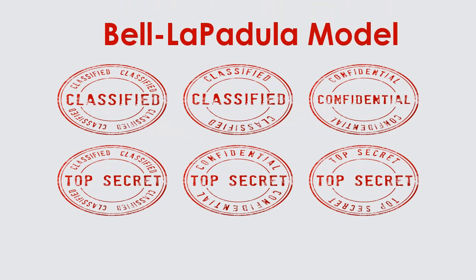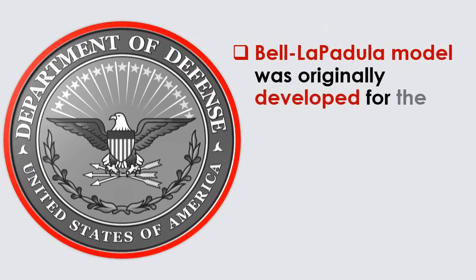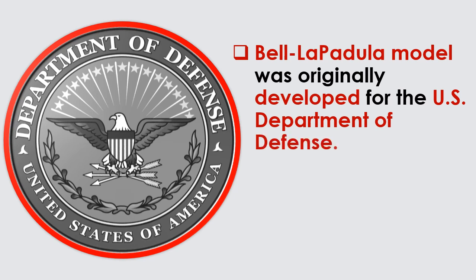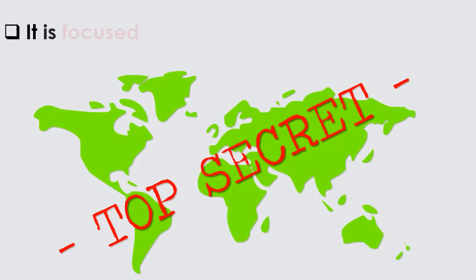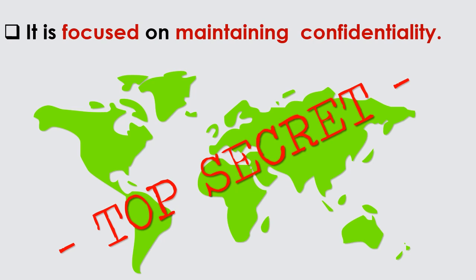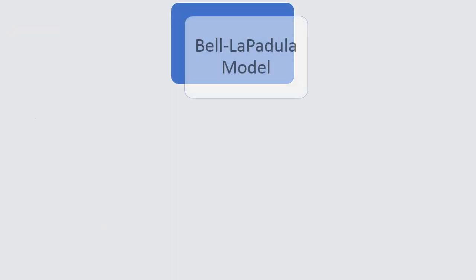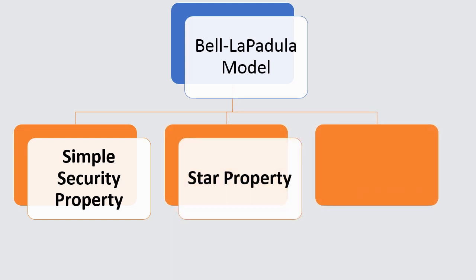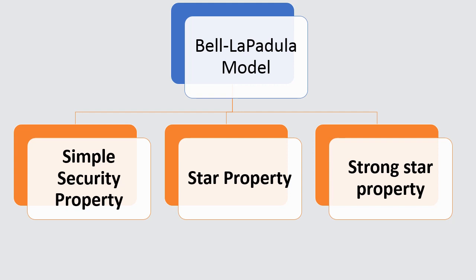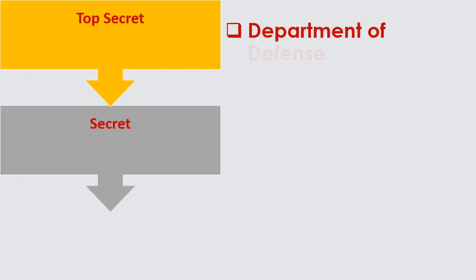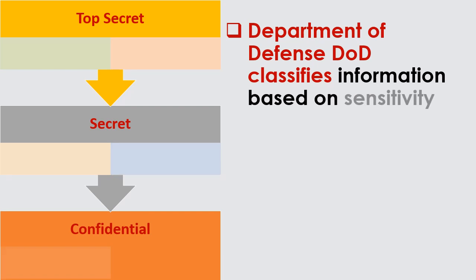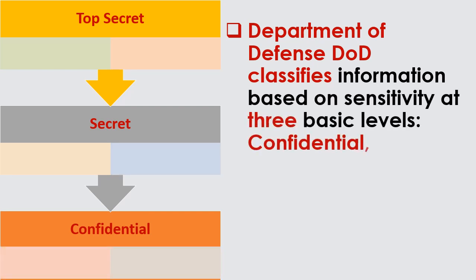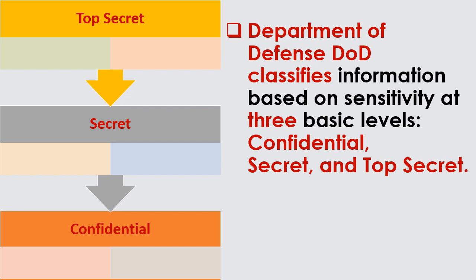Bell-LaPadula model. The Bell-LaPadula model was originally developed for the U.S. Department of Defense. It is focused on maintaining confidentiality. The Bell-LaPadula model has 3 rules: simple security property, star property, and strong star property rule. The Department of Defense, DoD, classifies information based on sensitivity at 3 basic levels: confidential, secret, and top secret.